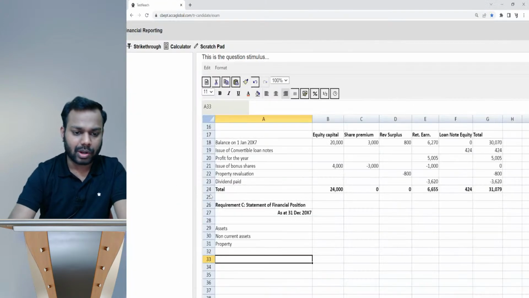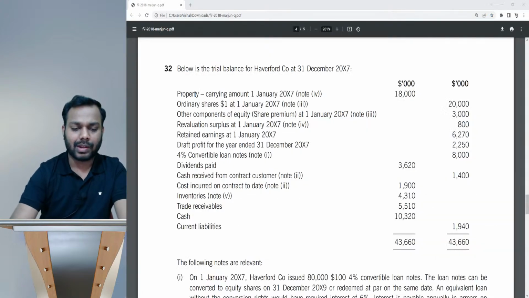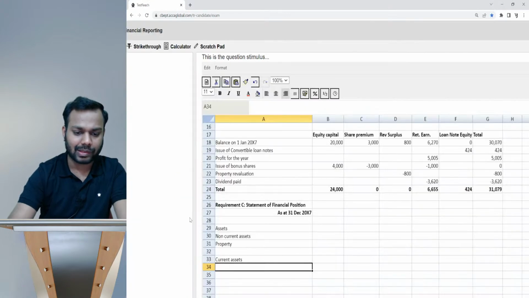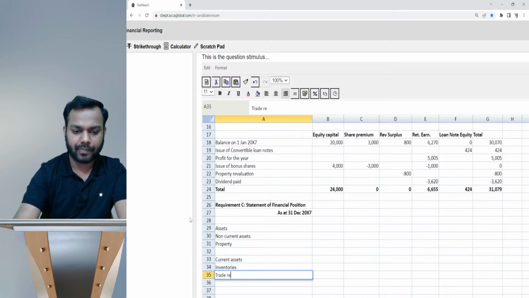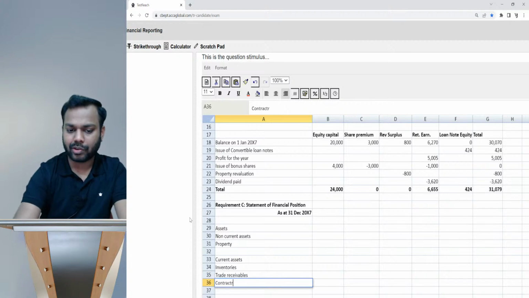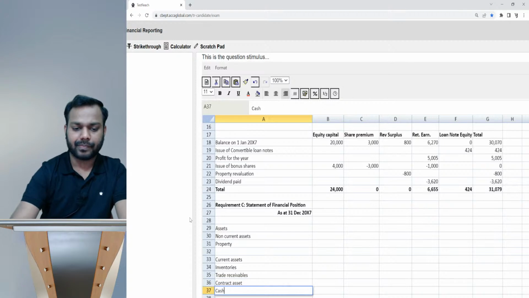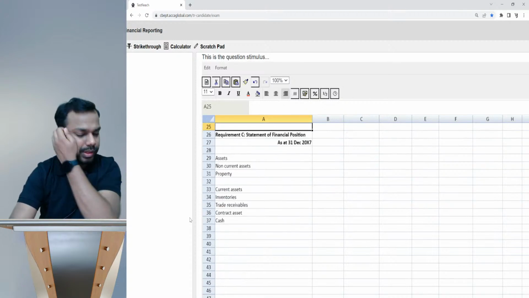No. Now coming on to current assets, right? So current assets: inventories, trade receivables, cash. Inventories, trade receivables, and also we have to recognize a contract asset, right? We have to recognize a contract asset and cash, right? So that's all about our financial position, the asset side.